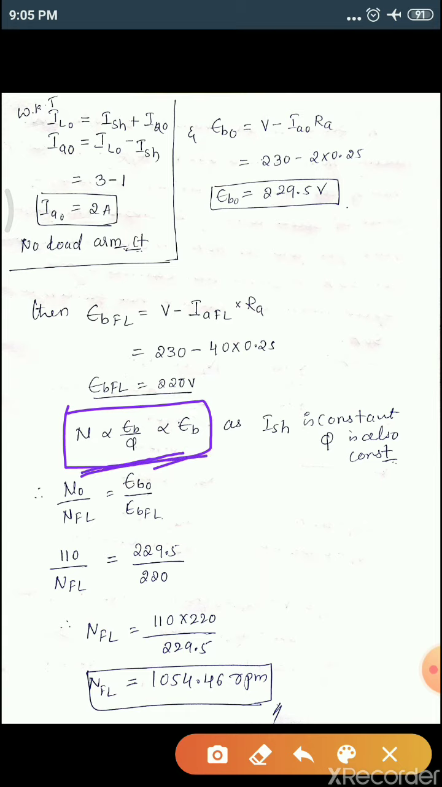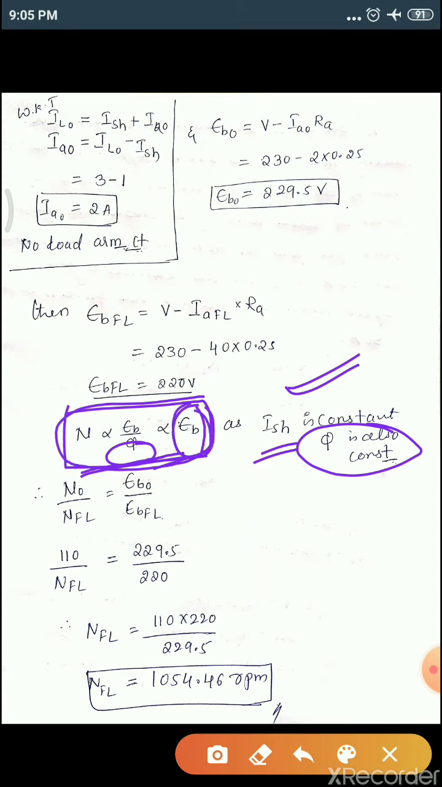Okay, so it is nothing but Eb only, because Ish in a shunt DC motor means flux remains constant. Because Ish is constant, therefore phi will be constant, so we'll write N is proportional to Eb. This formula we are going to use. For this we require Eb, to calculate that Eb for a no load and a full load, right?